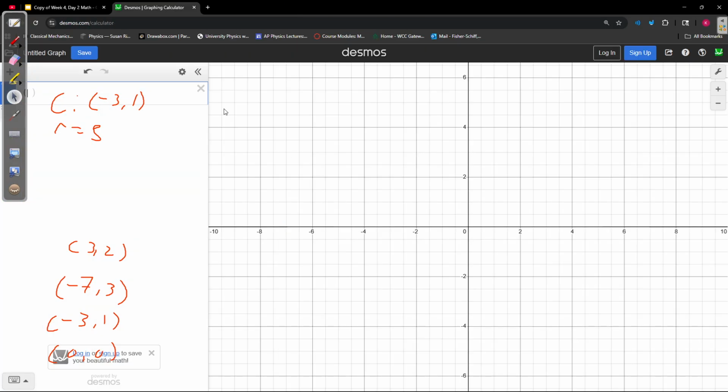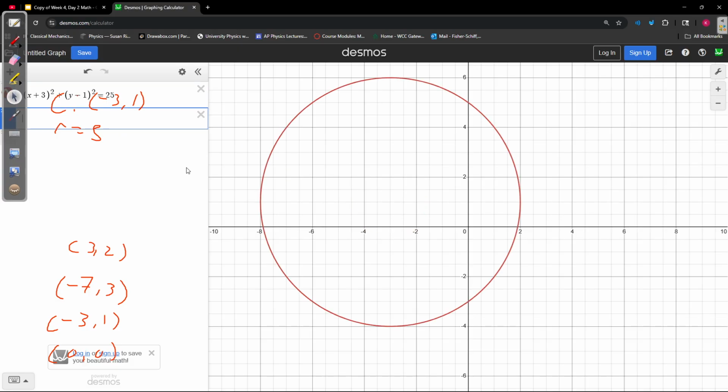So let's make the circle. We just put in the same equation, plus (y - 1) squared equals 25. Circle. And then really all we have to do is plot these points.